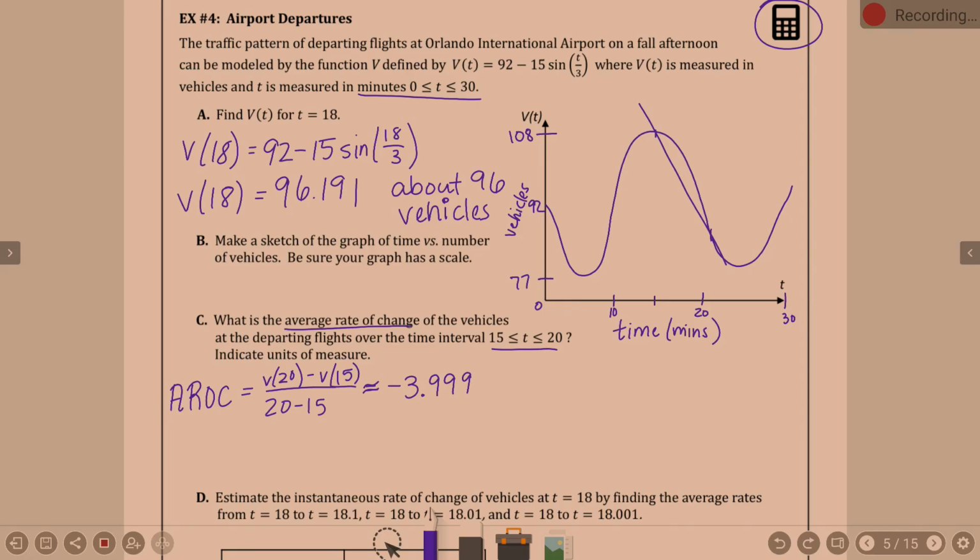So the average rate of change on the interval 15 to 20, what is it doing? The negative indicates that it is decreasing. And we're decreasing at approximately 3.999. So that's about a rate of 4 what? Vehicles per minute. Okay.